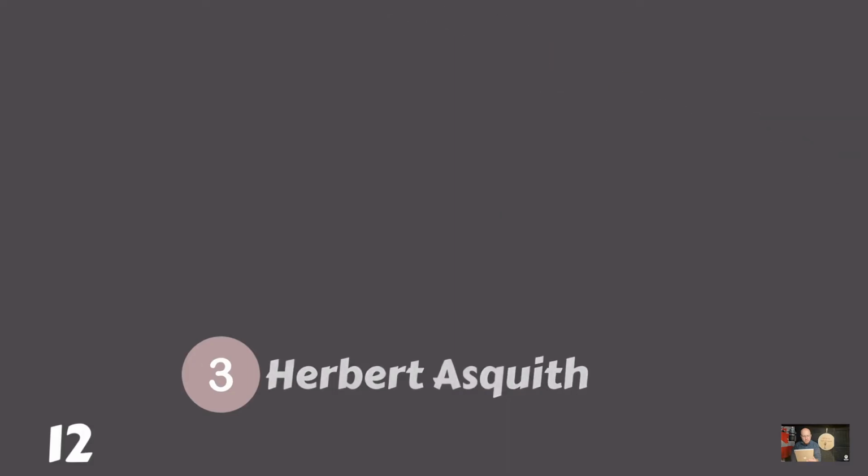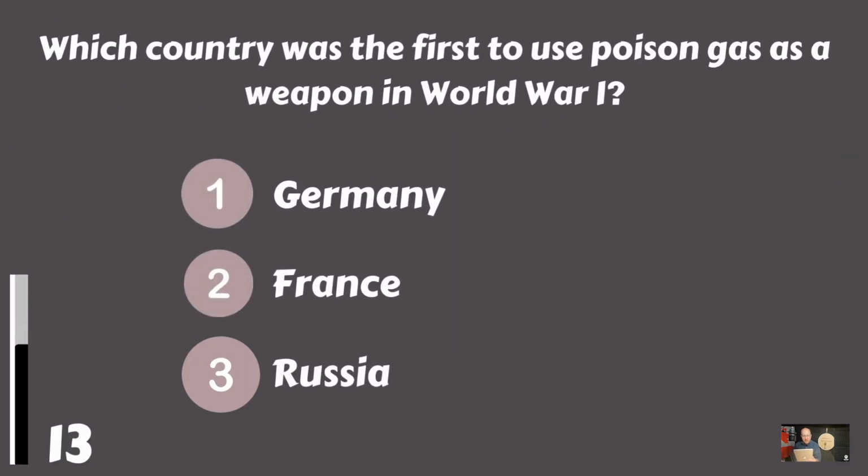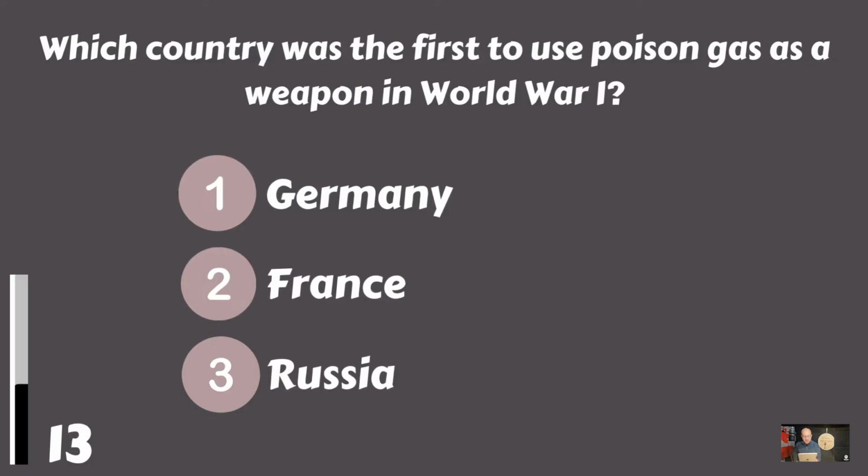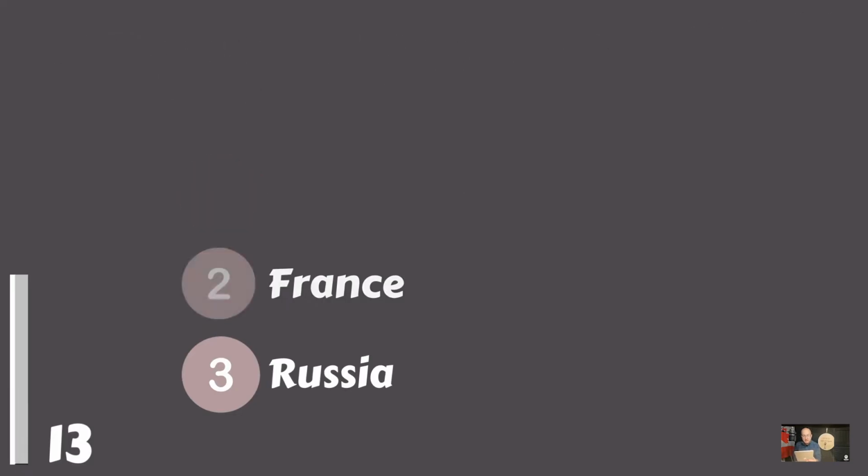Which country was the first to use poison gas as a weapon in World War I? Was it Germany? Was it France? Or was it Russia? The first to use poison gas. Well, that would be Germany.